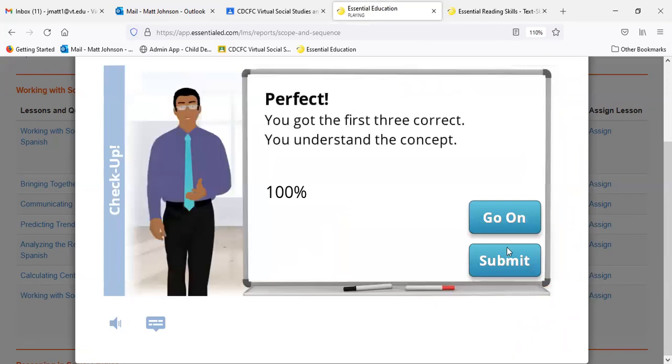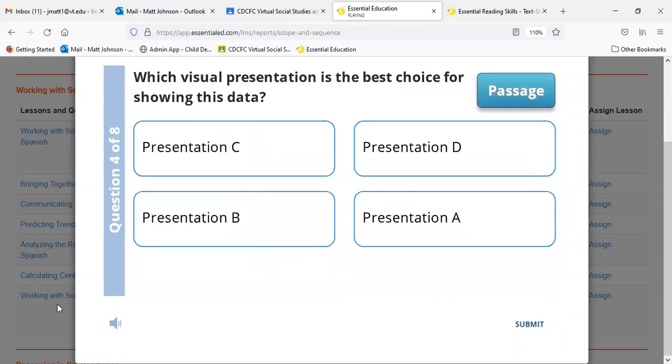Okay, what we got? You're doing very well. I'll keep going. All right, which visual representation is the best choice for showing this data.